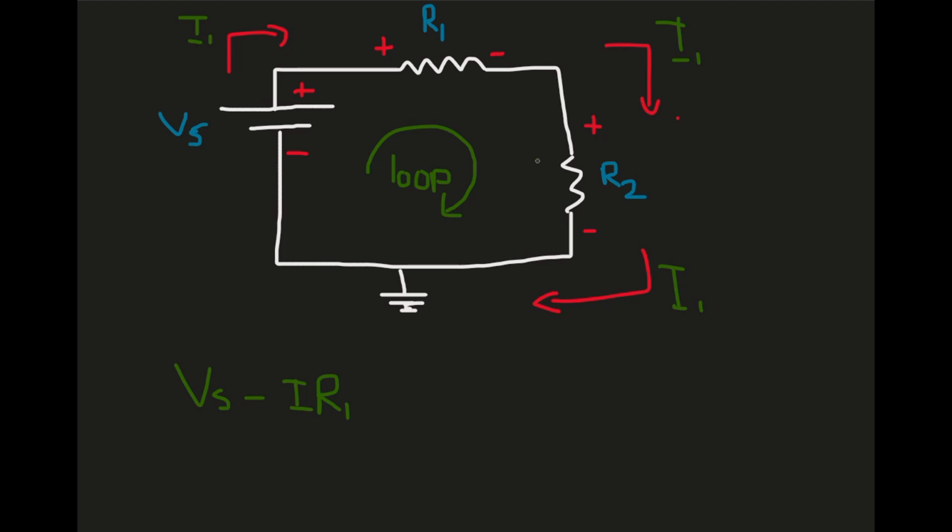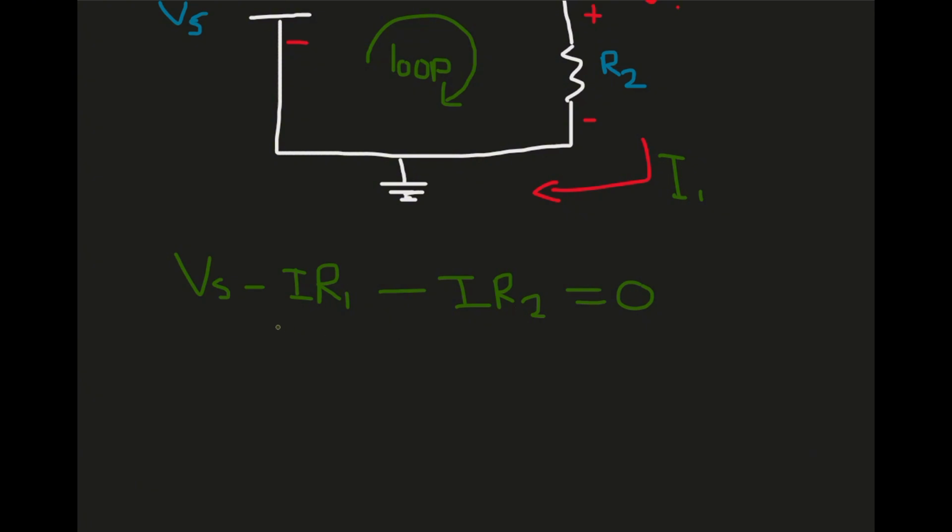Here we do the same thing, but with resistor 2. We don't know the values of these resistors, so we're just making a general equation for this. Again, it goes from high to low, so we're going to have minus I times R2, and that all equals 0 because Kirchhoff's voltage law states that all of the voltages in a closed loop add up to 0. So here we can put these values on the other side. So Vs equals I R1 plus I R2.